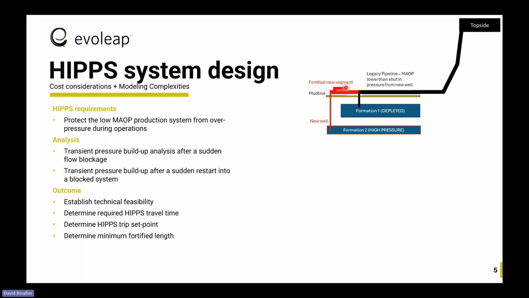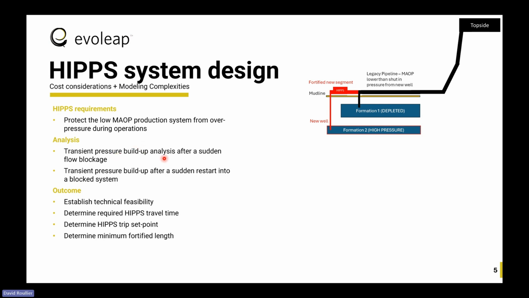You would install a HIPPS. So you would have a high pressure wellbore, the HIPPS system, and then a fortified segment at higher pressure. And you're going to be leveraging the existing low MAOP production facility, okay? So we just need to protect the low pressure production system, okay? And the analysis that we typically do is a transient pressure buildup.